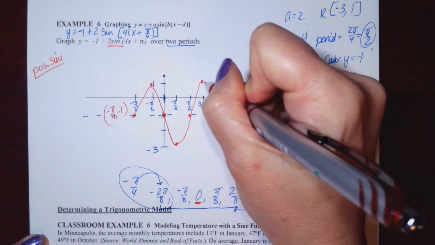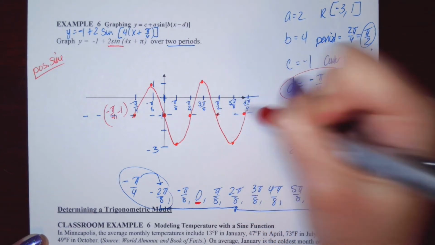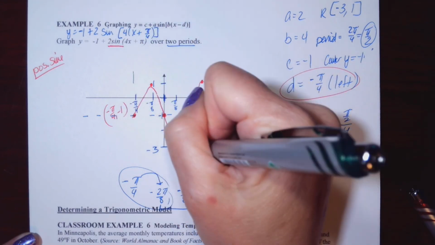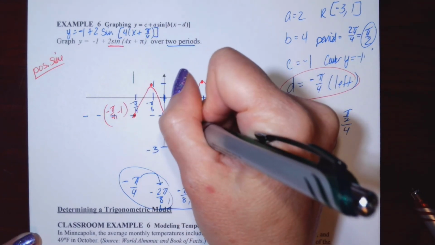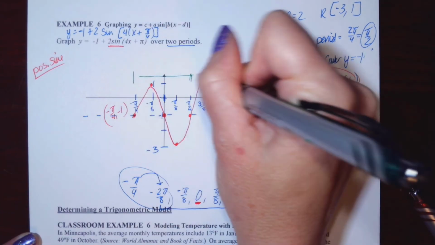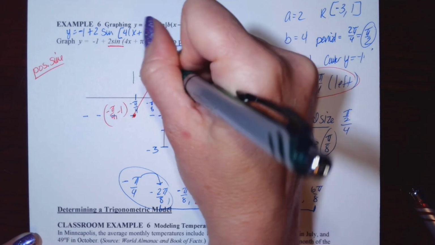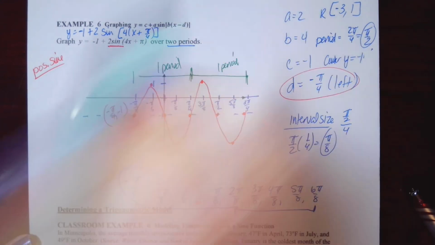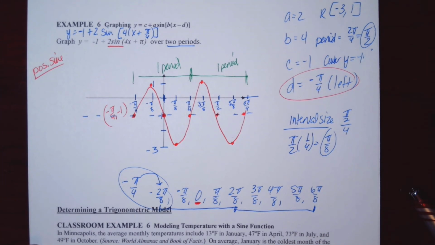There is my positive sine function graph. 2 cycles: center, peak, center, trough, center, center, peak, center, trough, center. There's 1 cycle, and there's my second cycle. 1 period here. Excellent.